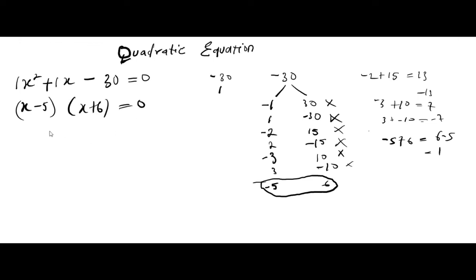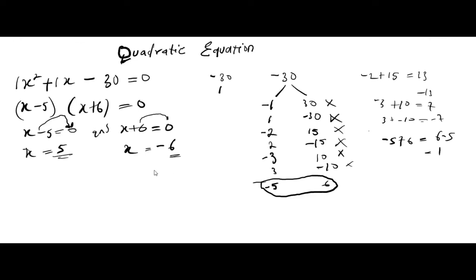So let's equate each of the factors to 0. We have x minus 5 equals 0 and x plus 6 equals 0. So let's solve for x here. If we take this negative 5 across the equality sign, it will change to positive 5. So we have x equals 5. And if we take this positive 6 across the equality sign, it will change to negative 6. So you have x equals negative 6. So our x is 5 and negative 6.